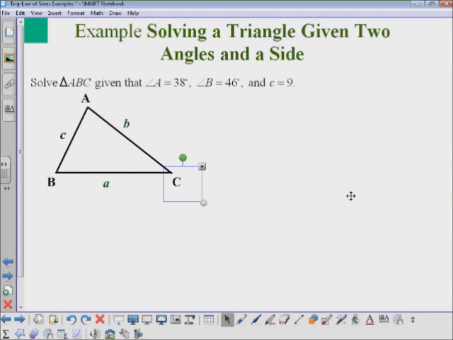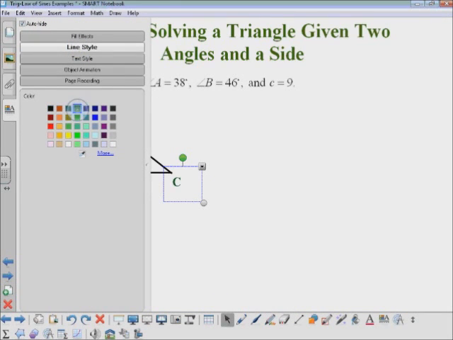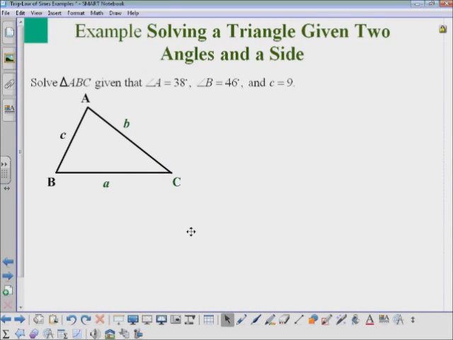Okay, there we go. So all these green ones we are going to need to find. Okay, and we'll leave the other ones black. Those ones were given. Okay, so I'm going to go ahead and write in my values. Angle A is 38 degrees. Now some of you experts might look at that angle and say, there's no way that's 38 degrees. That's okay, it doesn't have to be to scale. Angle B, 46 degrees. Side C equals 9 units, whatever the units are.